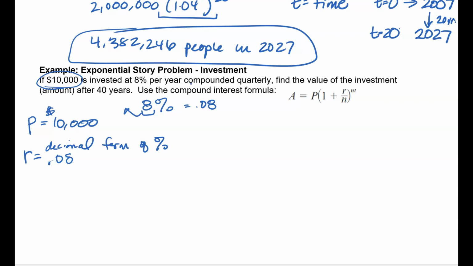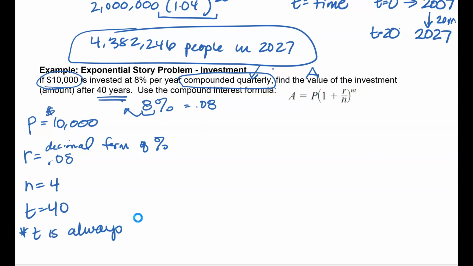And then it's compounded quarterly. So quarter, think quarter, 4 quarters in a dollar. So quarterly means 4 times a year. So that means n is 4. Find the value. So the value, that's like find A of the investment after 40 years. So t equals 40. Remember that t is always in years. So if for some reason you get one of these where it gives you the months, you always want to convert to years. So I'm going to plug in everything I know.